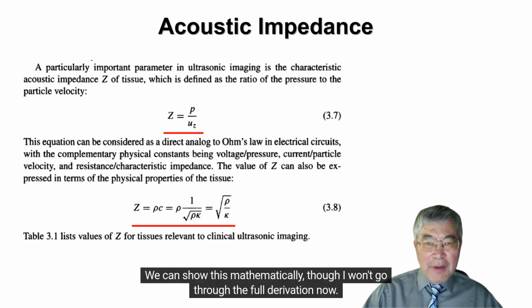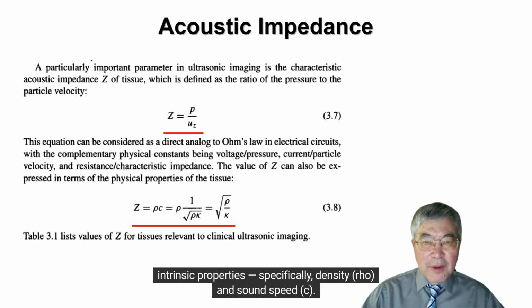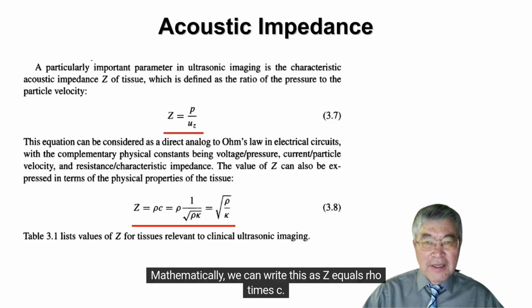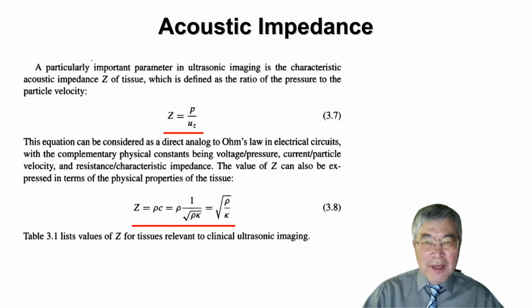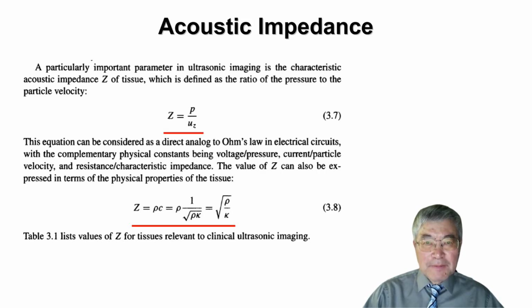We can show this mathematically, though I won't go through the full derivation now. By solving the mechanical wave equation, we can prove that Z is constant and depends only on the material's intrinsic properties, specifically density, RHO, and sound speed, C. Mathematically, we can write this as Z equals RHO times C. And we know that the sound speed C can be expressed as 1 over the square root of RHO times kappa, where kappa is the compressibility.